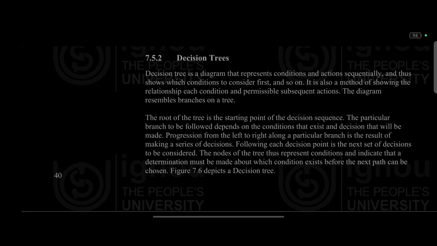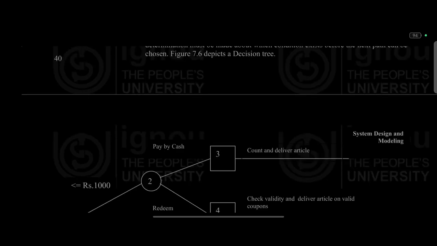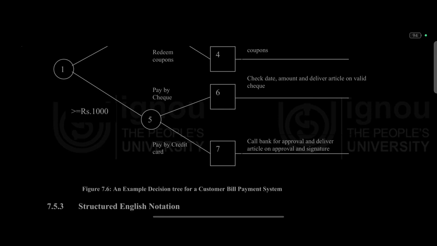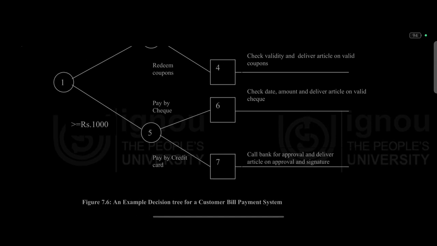Progression from left to right along a particular branch is the result of making a series of decisions. Following each decision point is the next set of decisions to be considered. The nodes of the tree thus represent conditions and indicate that a determination must be made about which condition exists before the next path can be chosen. Figure 7.6 depicts a decision tree. Here you can see an example decision tree for a customer bill payment system.